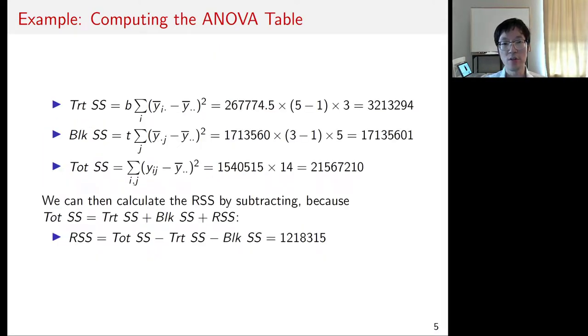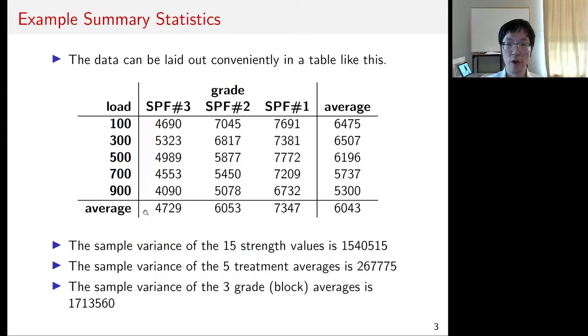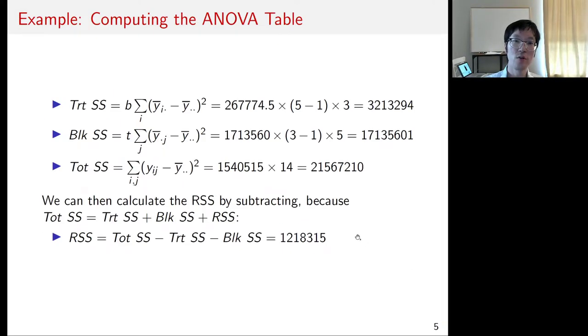Next, let's relate these quantities and summary statistics that we calculated to the ANOVA table. We have several sums of squares that we can compute from these summary statistics. The first one is the treatment sum of squares. The equation for that is B times the summation over treatments of the difference between treatment means and the overall mean. This one is related to one of the sample variances on the previous slide. We have a few different sample variances, so which one is related to the treatment sum of squares? It's easy to remember: it's simply the variance of the treatment averages. So here, 267775 is related to the treatment sum of squares. How is it related? Let's go over here. The treatment sum of squares is B times this expression.